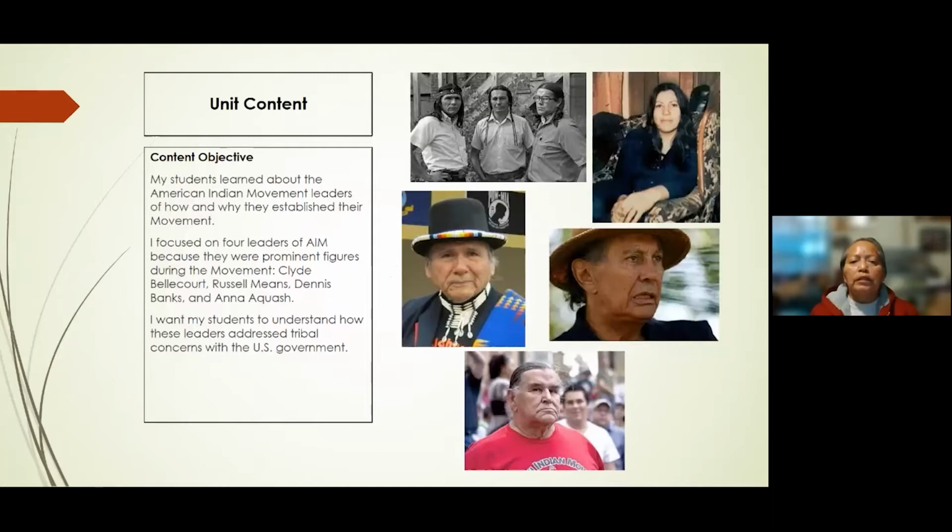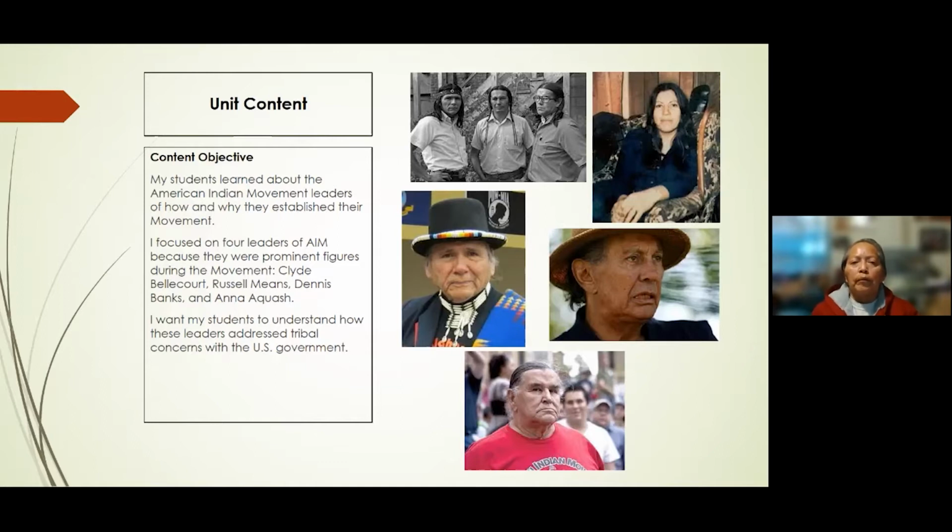My content is, I want my students to learn about 4 main leaders, and I chose Clyde and Russell and Dennis Banks and Anna Aquash, the 4 main prominent leaders who established the AIM movement. And I want them to understand how these leaders addressed the tribal concerns and issues with the US government.